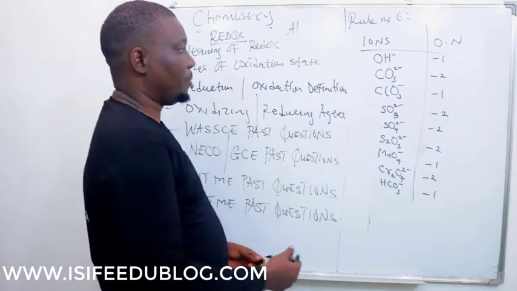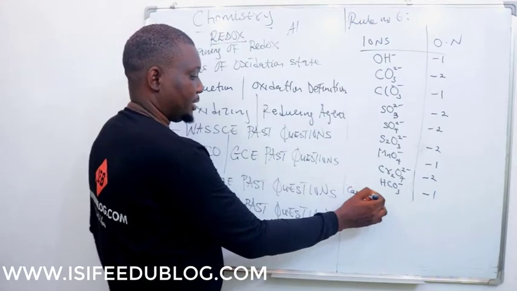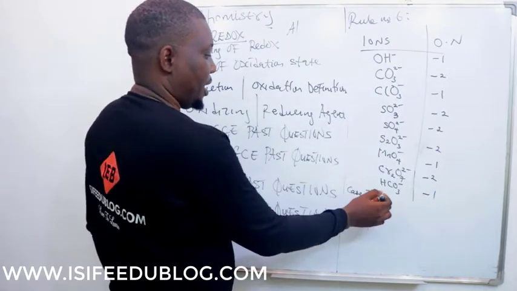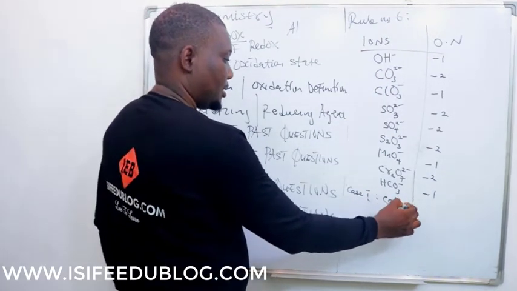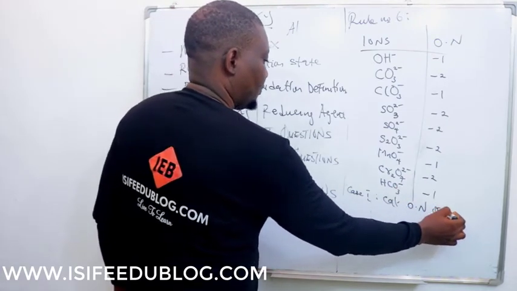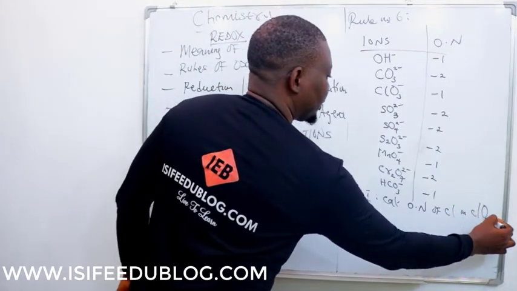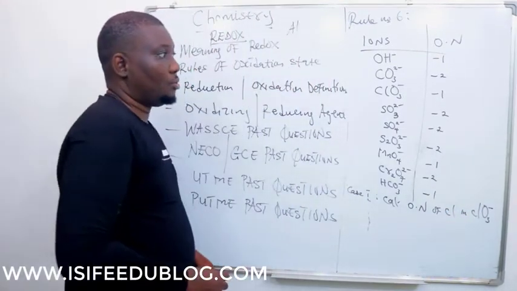Okay. What if we make something out of this? Suppose we have a case here. Let me start at case 1. Suppose you are asked to calculate the oxidation state or number of Cl in ClO3 minus. What do we do?